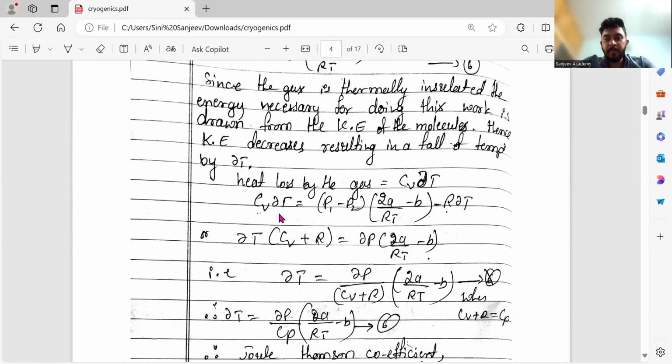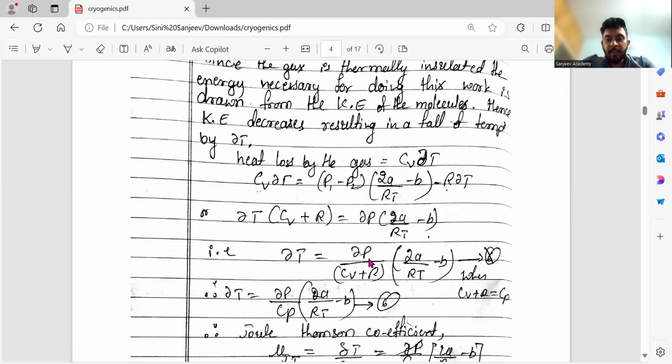So again, if you want, pause the video and do it in parallel with me. This will go this side. I'll take dot T outside. So C V plus R. This will go to the denominator. Dot P is nothing but change in pressure. P1 minus P2, they have put as dot P. That's it. Now instead of the C V plus R, they'll put C P.